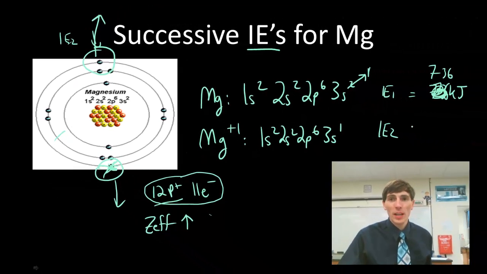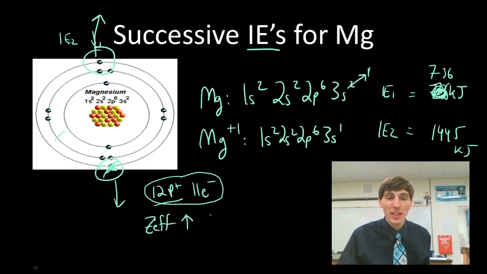And when I input that energy, I could find this on a table or something. It's 1445 kilojoules. So it definitely is more energy, because I'm fighting that more positive. It's still the same amount of positive, but the effective nuclear charge has gone up now. There's more protons to electrons. So my value goes up.